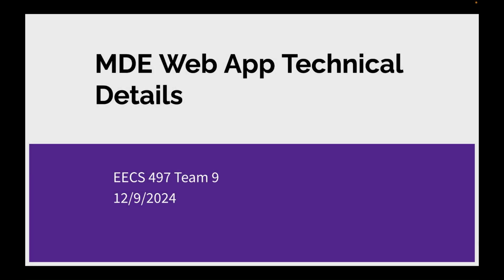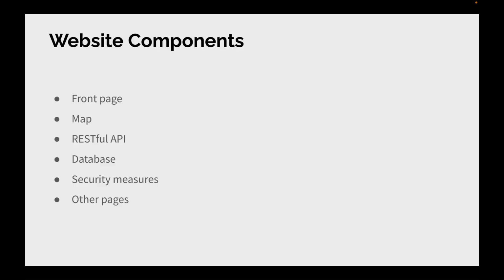These are the technical details of our MDE web app. We needed the front page to be dynamic, so for this reason, we chose to use the JavaScript library React to implement it. And on the front page, we have our map, which is loaded using the open source React component called Leaflet. This React page then interacts with the SQL database through a custom RESTful API designed using Flask to insert, pull, update, and delete data.